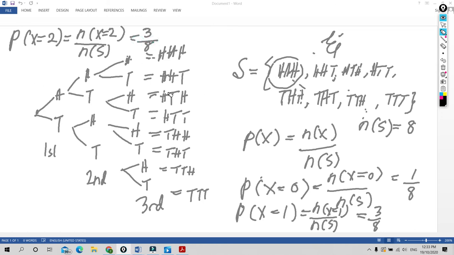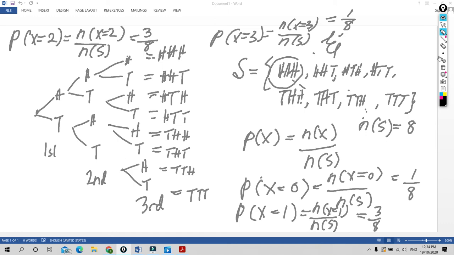Now let's say I want to find the other one, the probability of x equal to 3 heads. So 3 heads is n of x equal to 3 over n of S. This is equal to 1 over 8. So in other words, we can find the probabilities of this experiment.